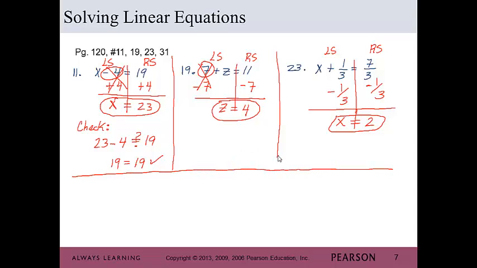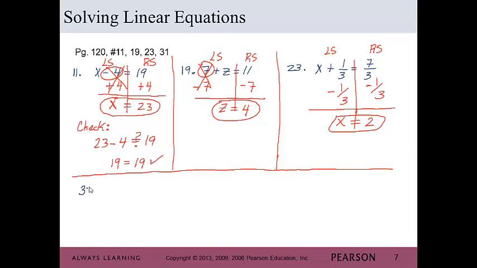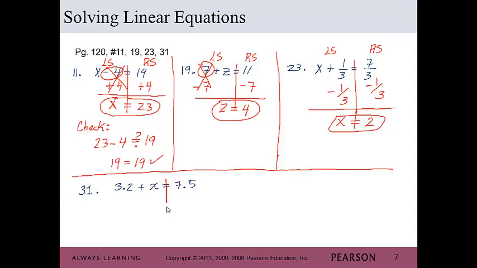All right, number 31. And we have 3.2 plus x equals 7.5. This time we're solving again for x. So let's draw the line down our equal sign. And we have 3.2 on the left side. And in order to move it, we're going to subtract it. So subtract 3.2 on both sides.